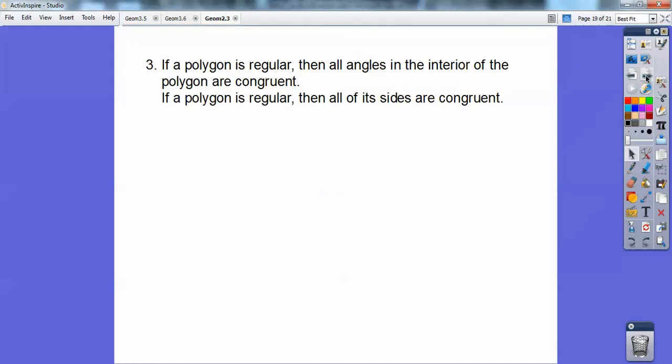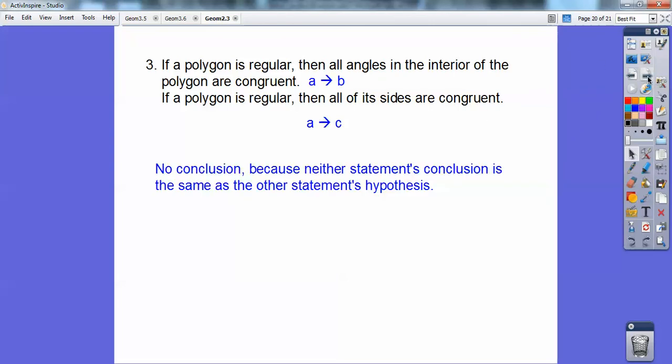All right, let's try another one. If a polygon is regular, then all angles of the interior of the polygon are congruent. Regular would be A, and angles interior congruent would be B. This one says if a polygon is regular, that's A, then all sides are congruent. Sides is different than angles, so that would be C. I don't see any way I can rearrange it, because neither statement's conclusion is the same as the other one's hypothesis.